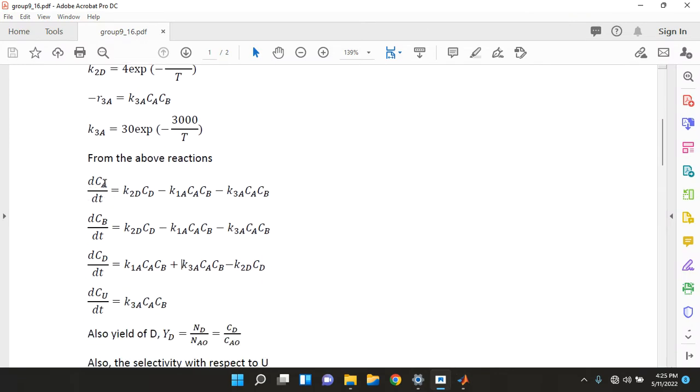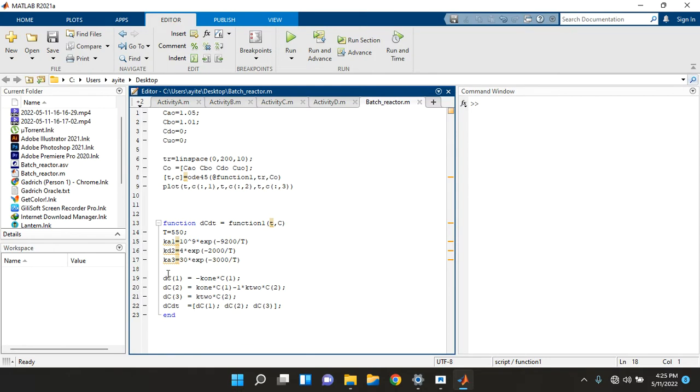So the first differential equation is K2d times Cd minus K1a Ca Cb minus K3a Ca Cb. So we are going to write this there. And in writing your differential equations, you write it in this form. So dc1 for the first differential equation, dc2 for the second differential equation, dc3 for the third differential equation, and then dc4 for the fourth differential equation.